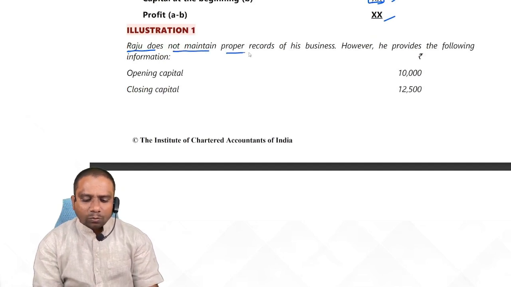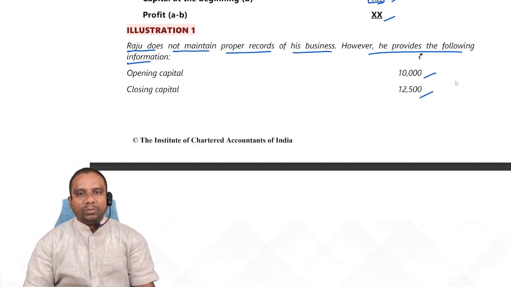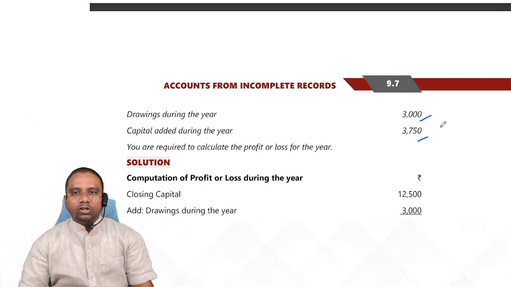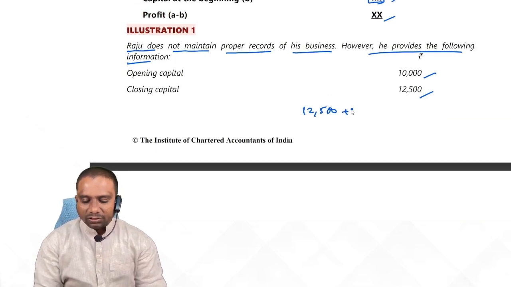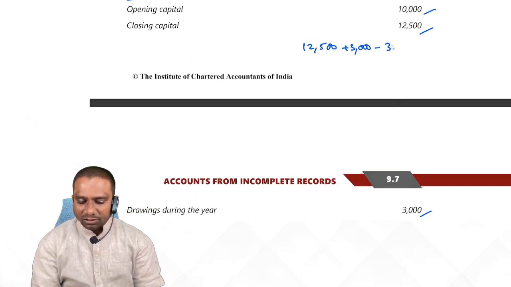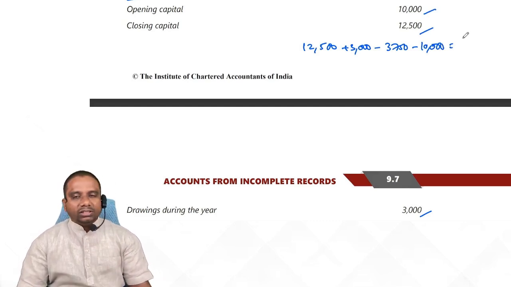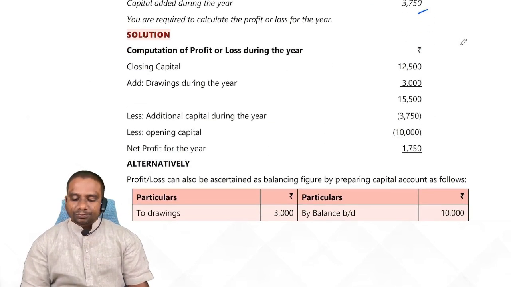Now look at. Raju does not maintain proper records of his business. However, he provides the following information. So here we have opening capital, closing capital. Fine. Drawings during the year and capital added during the year. Simply, how can we calculate 12,500 plus drawings minus additional capital 3,750 minus opening capital. So now this calculation is nothing but your profit, students. Look at this one.